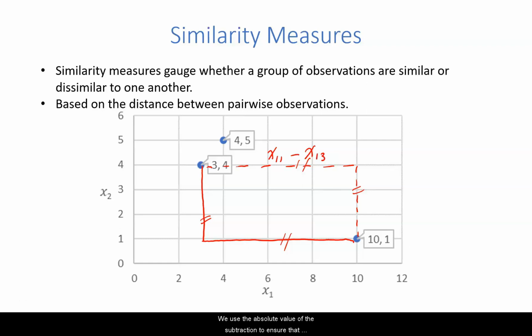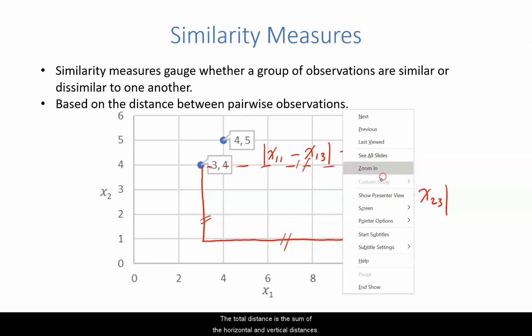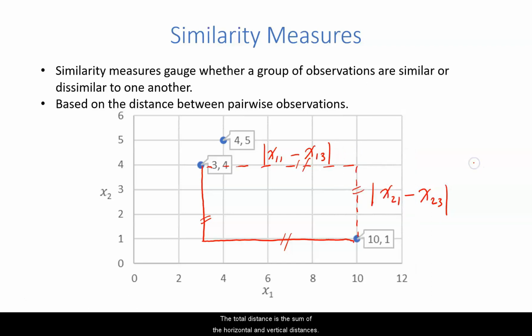We would use the absolute value of the subtraction to ensure that the distance measure is positive. And the vertical distance that we traveled can be calculated as the absolute value of x2 for observation 1 minus x2 for observation 3. So the total distance is the sum of the horizontal distance and the vertical distance.